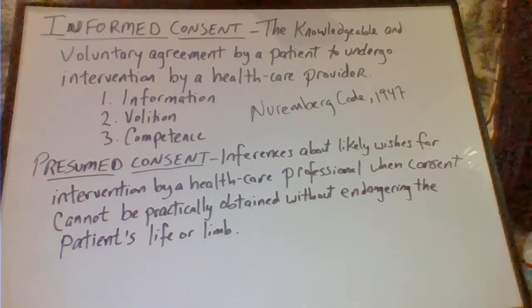And in fact, it goes on to state further that this latter element requires that before the acceptance of an affirmative decision by the experimental subject, there should be made known to him the nature, duration, and purpose of the experiment, the method and the means by which it's to be conducted, all inconveniences and hazards reasonably to be expected, and the side effects upon his health or person which may possibly come from his participation in the experiment. So it lays out that whole list there of things that the person needs to be informed of before you can get that signature of informed consent. And it says that it is the duty and the responsibility of the researcher, the doctor, to get this information from the patient before any type of treatment is given.